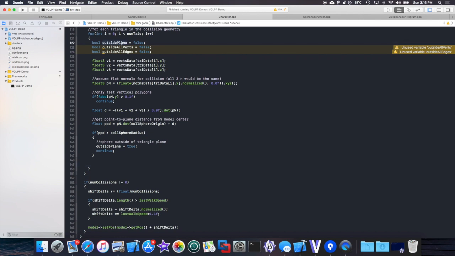Now we know whether or not we are outside the plane. Let's move on to the second case, which is actually easier of the three, to determine whether or not we are inside any of the vertices, or if any of the vertices are inside the bounding sphere.